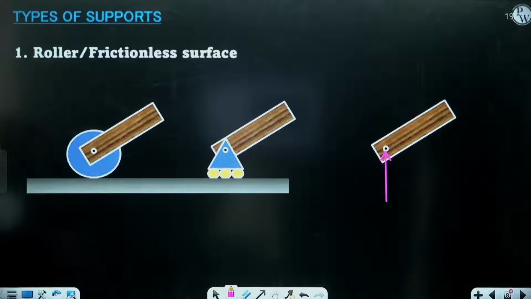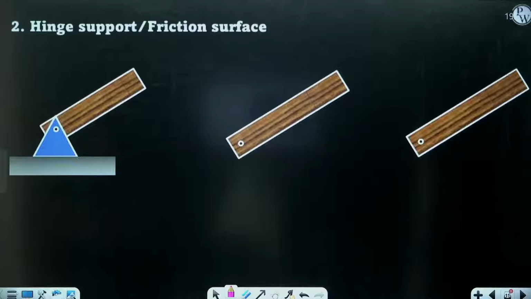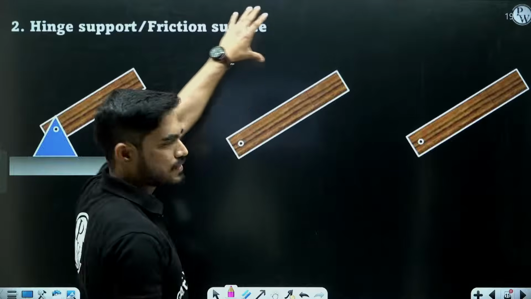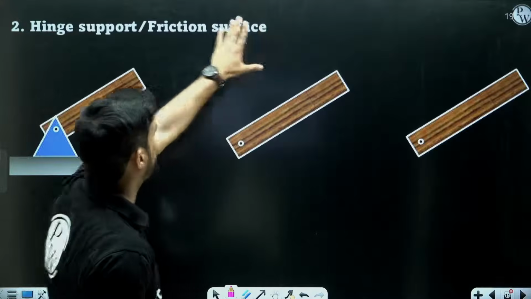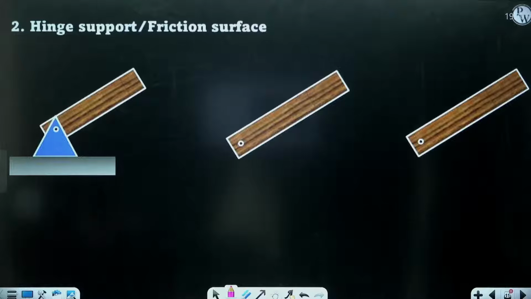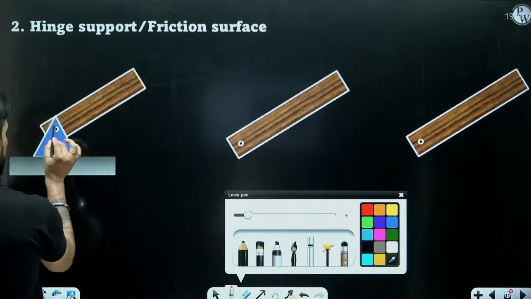Let's move on to the second type of support, which is known as a pin support or a hinge support, and a friction surface. In the last case, there was a frictionless surface. Here, there is a friction surface. So this is the second category of the support, a pin support or a hinge support. What do we mean by hinge? It is nothing but a pin. You can see that there is a pin here.